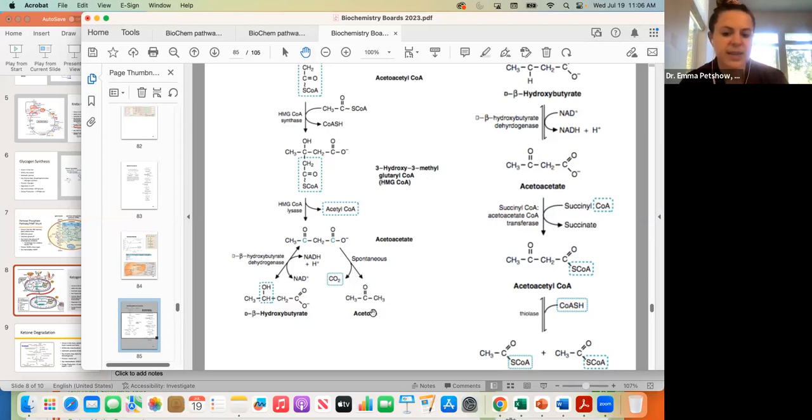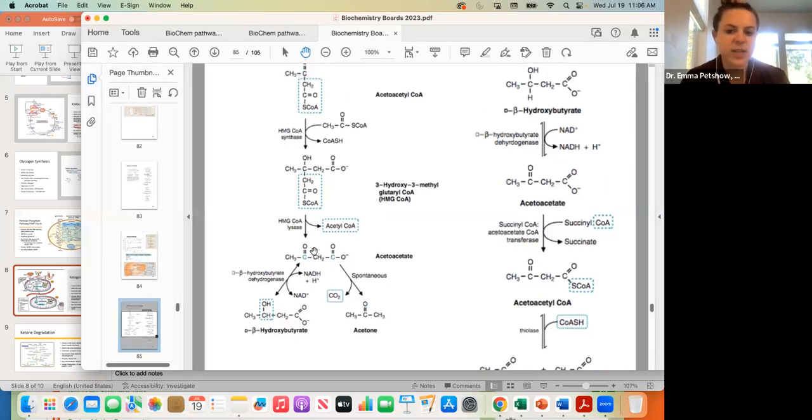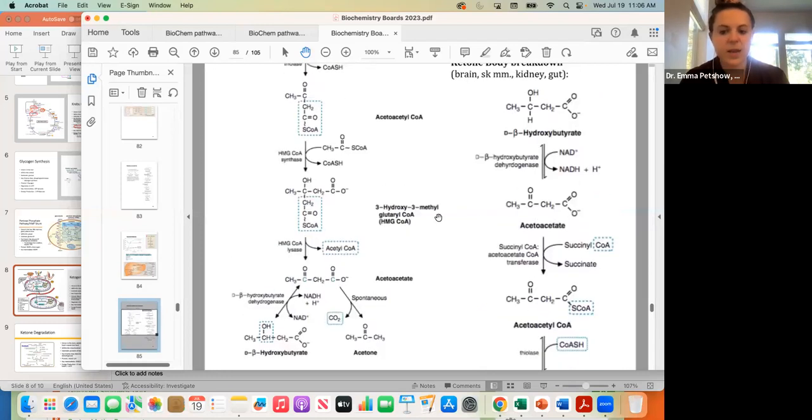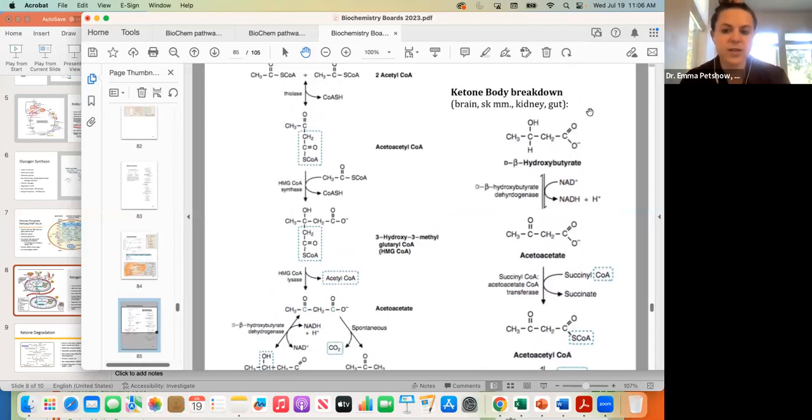Acetoacetate can spontaneously generate acetone, or it can be converted to beta-hydroxybutyrate via beta-hydroxybutyrate dehydrogenase. And in that process, that's when we use that energy molecule. So that's formation of our ketones. The breakdown of our ketones, we can see it's going in just a different direction. So ketone body breakdown in brain, skeletal muscle, kidney, gut, not liver.